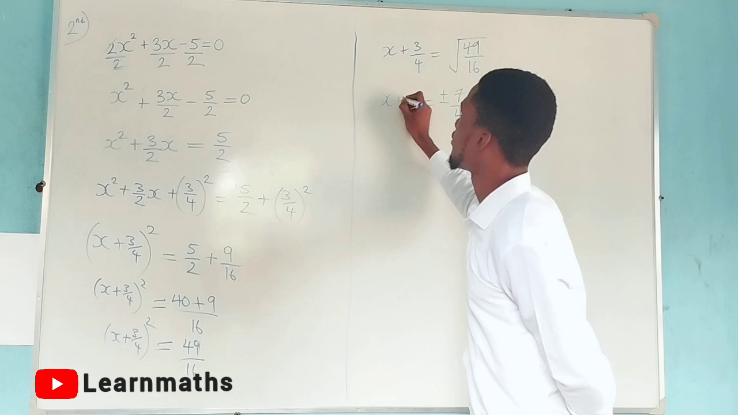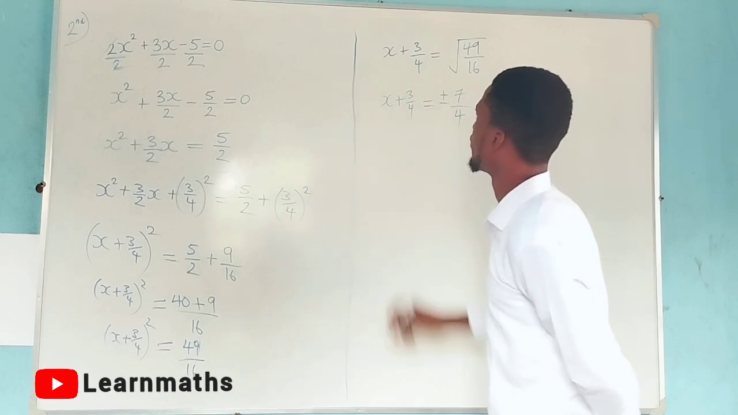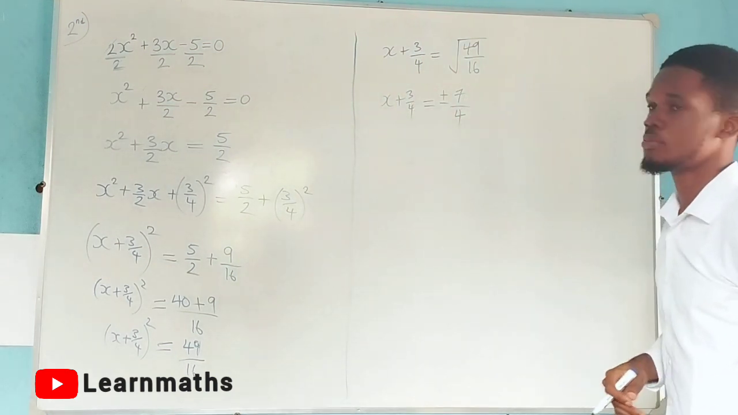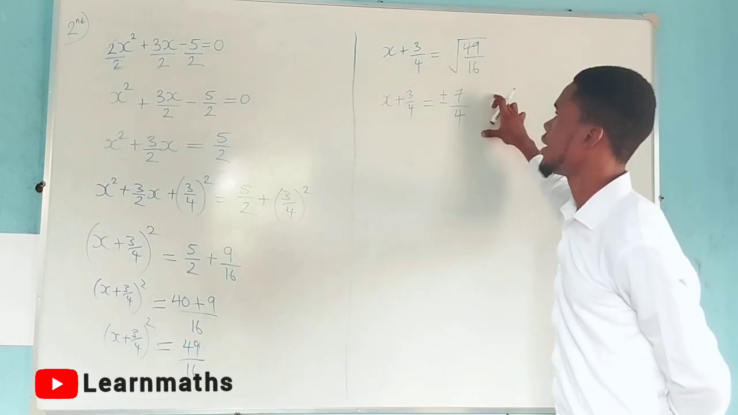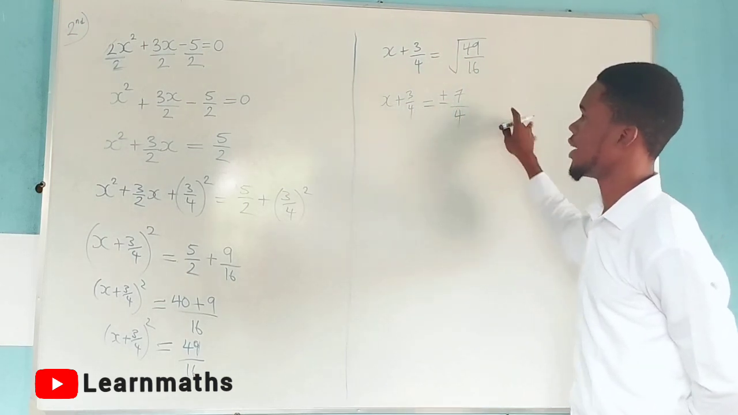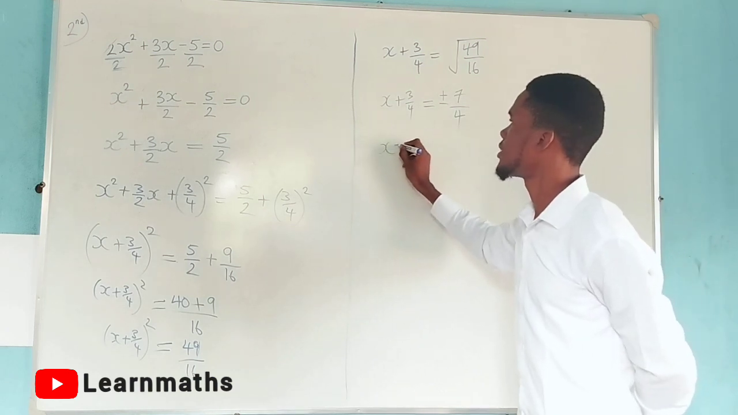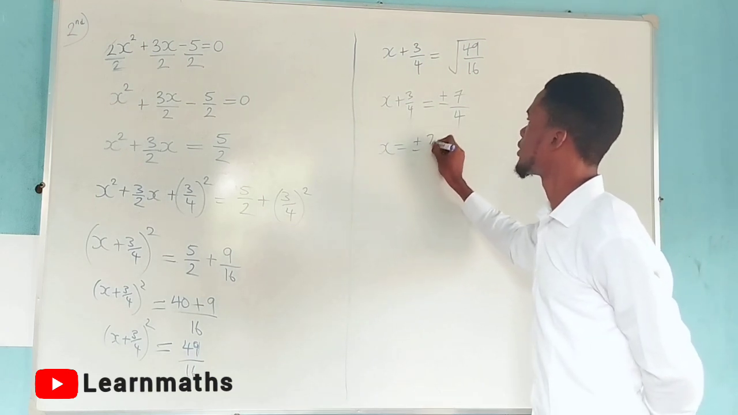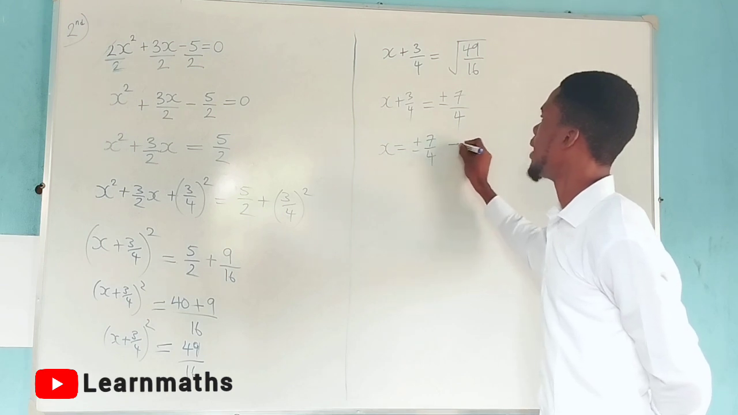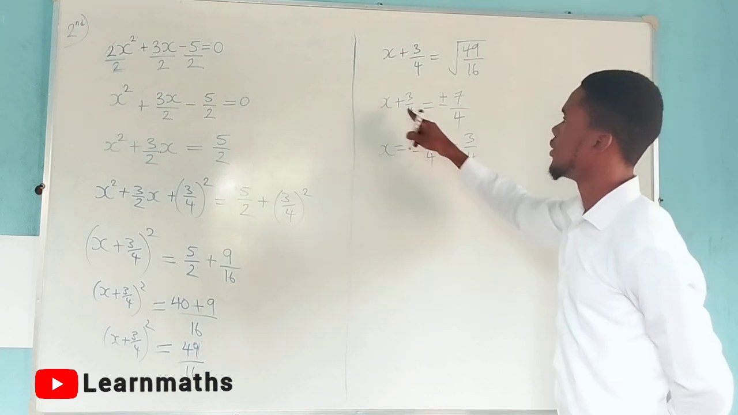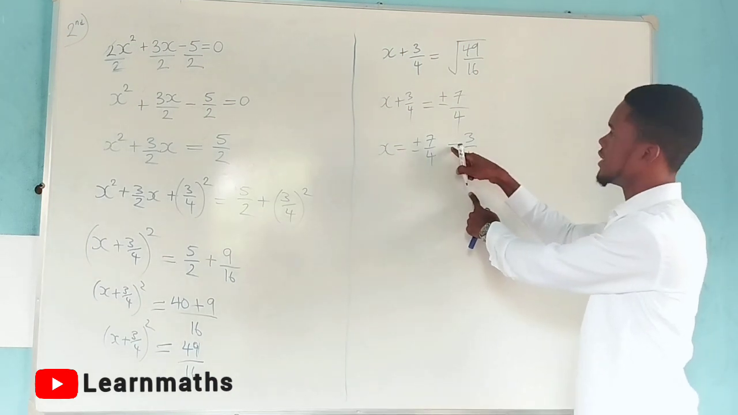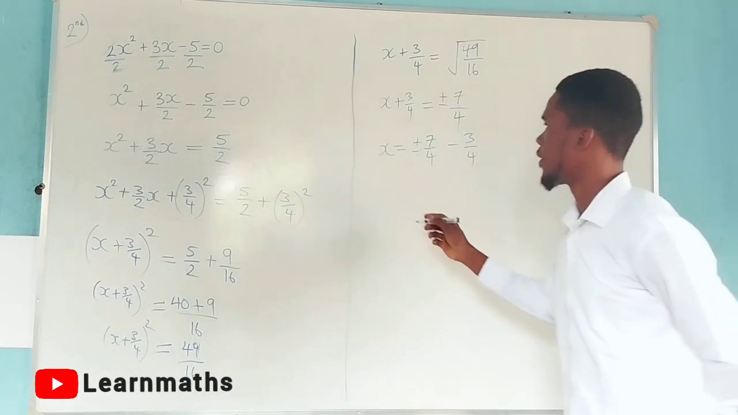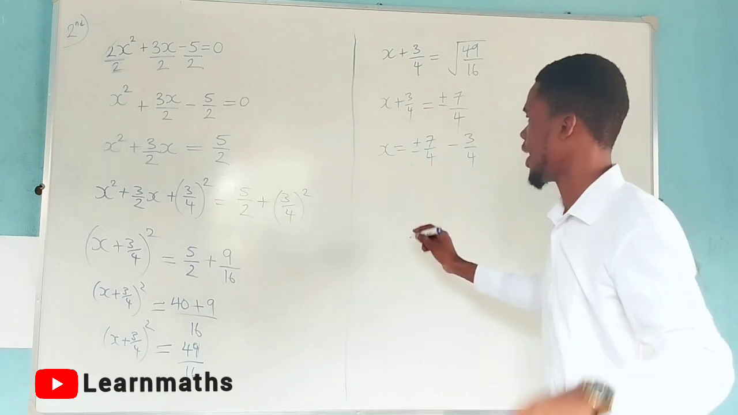Over here we still have x plus 3 over 4. So how we got to this point? This is what we do next. We send this constant, this 3 over 4, over the equal to sign. So we're going to have x equal to plus or minus 7 over 4 minus 3 over 4. You see the 3 over 4 was positive. When it came over to this side, it became negative 3 over 4.